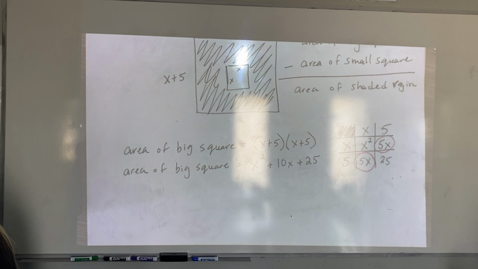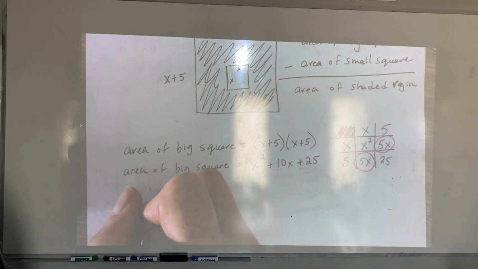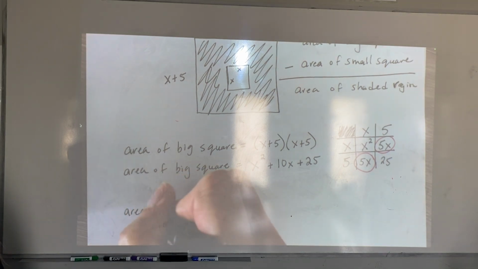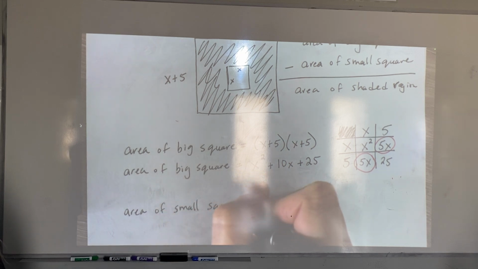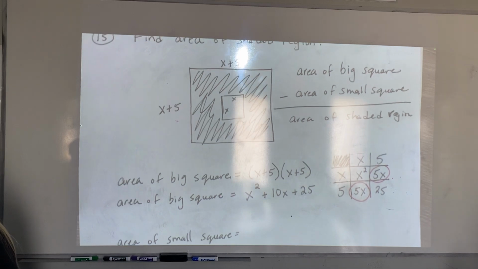Then we need to find the area of the little square, or the area of the small square. Area of small square. Yep, would just be x times x, which is x squared.